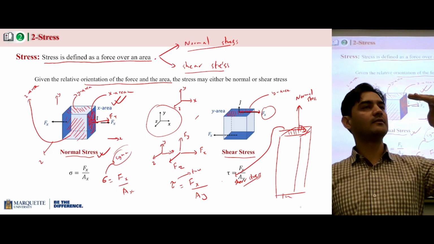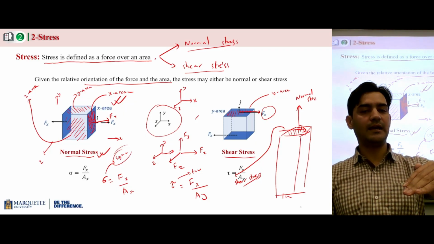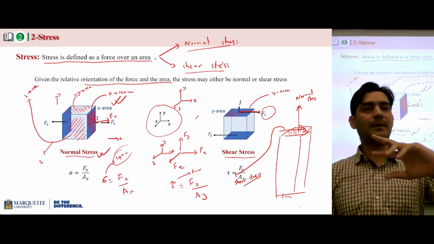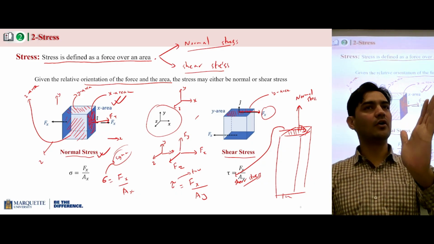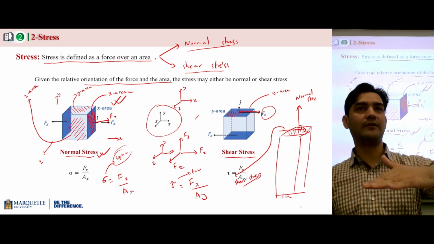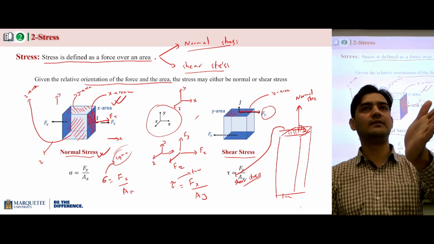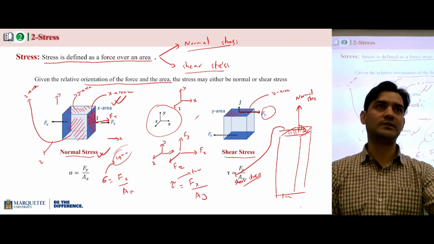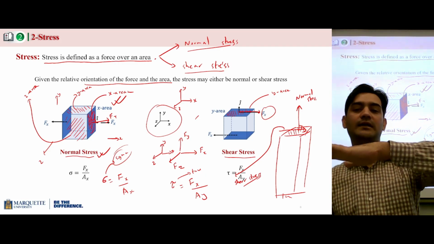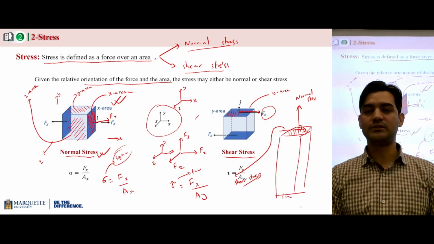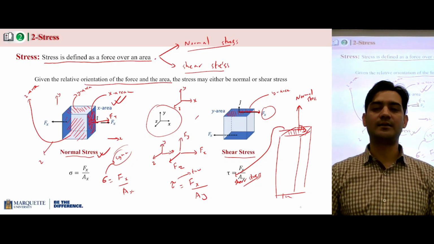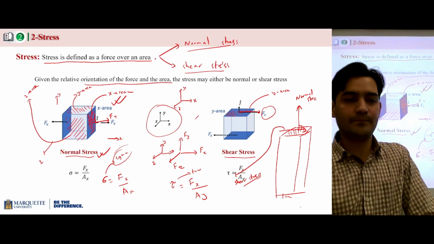So basically stress is force divided by area, but it depends on whether the force is acting perpendicular to the area or parallel to the area. If the force is acting perpendicular to the area, then that's a normal stress. If the force is acting parallel to the area, then that's called shear stress, the stress which will be caused because of the force acting parallel to the surface area.